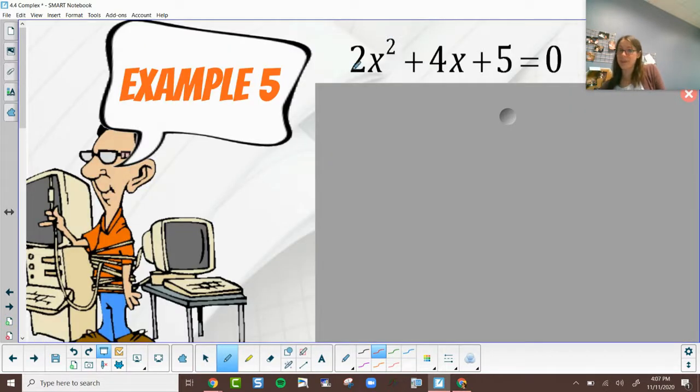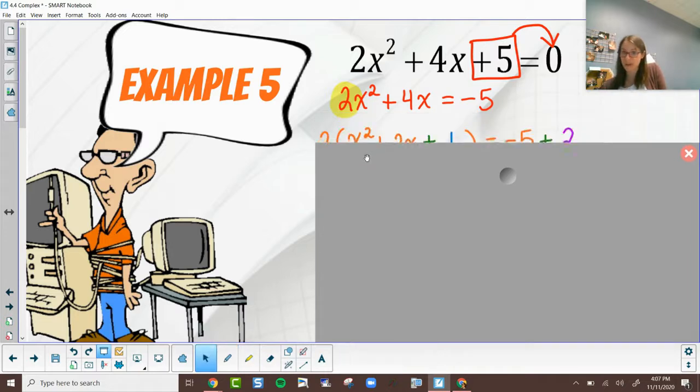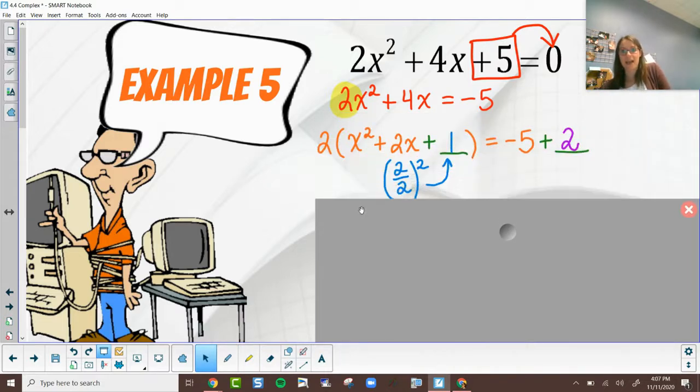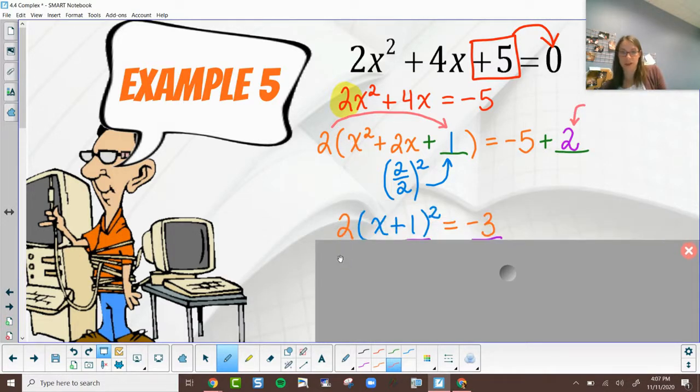Well, I can't divide by 2 first because 5 divided by 2 is not pretty. So unfortunately, I'm just going to have to move the 5 over. And that's okay. I do have a GCF. There is a 2 hanging on, so I do need to factor that out. And then add something to both sides. I think this one is always tricky because you need to do 2 times 1 to make sure it goes on the other side. Perfect square, it factors beautifully.